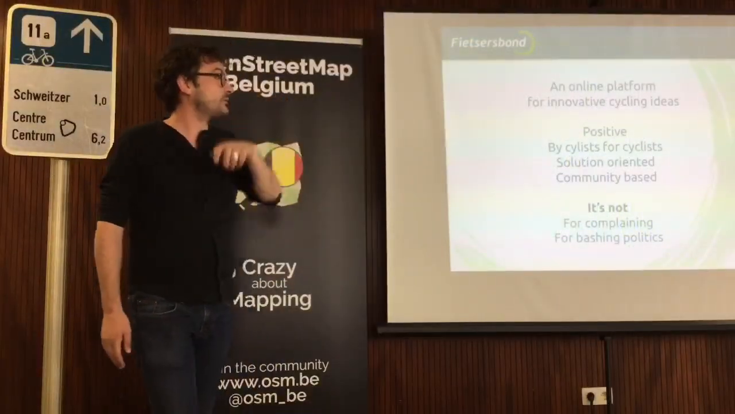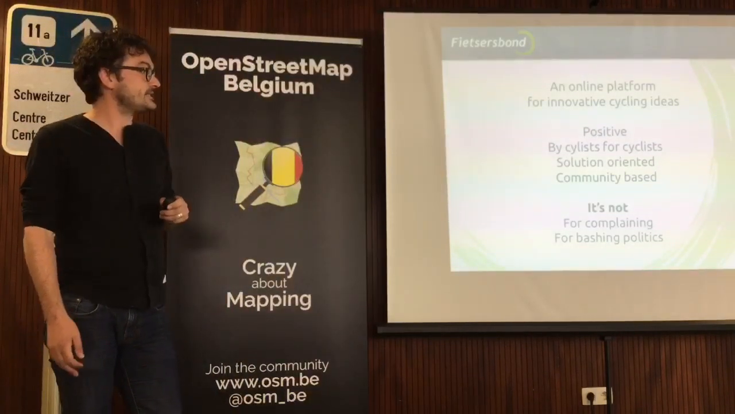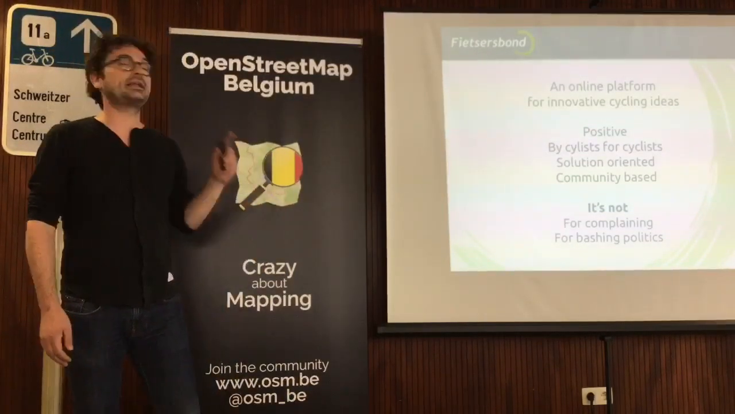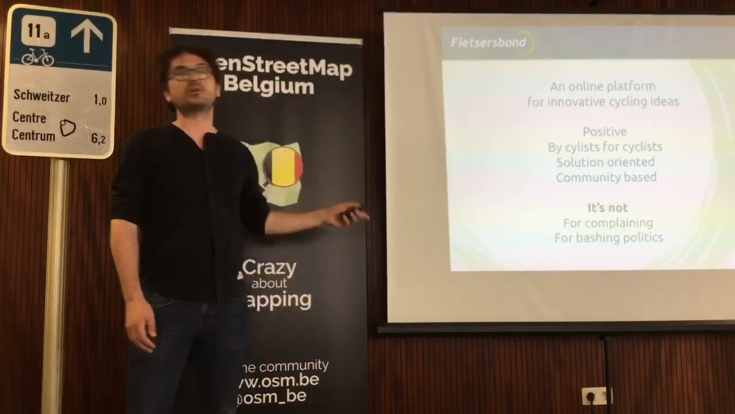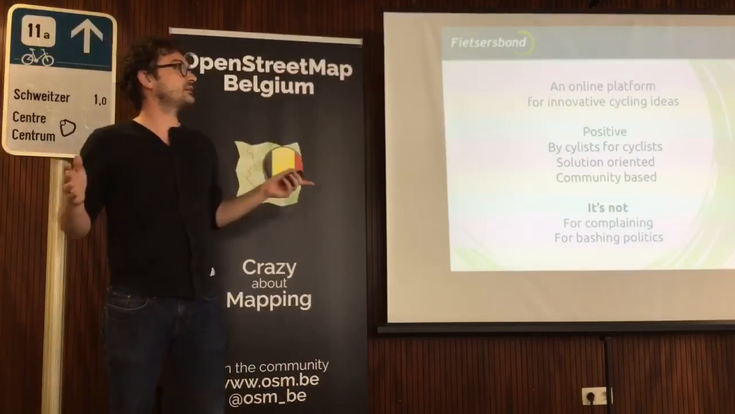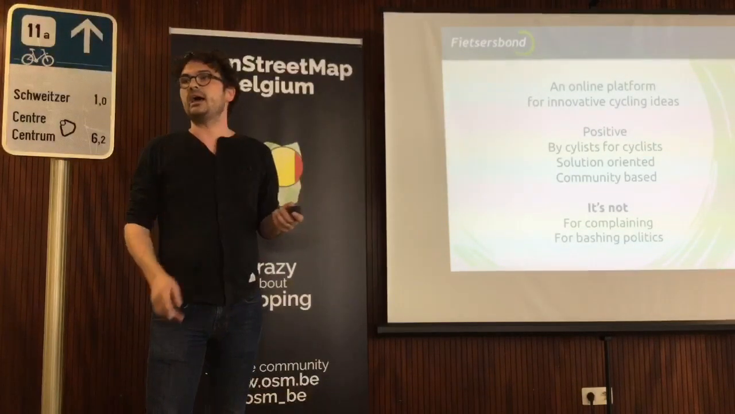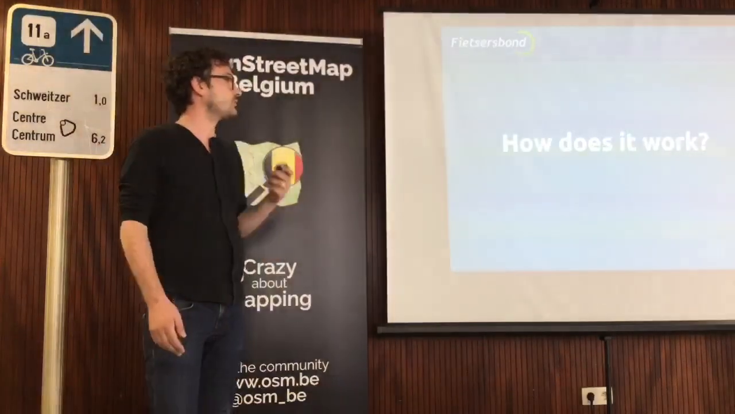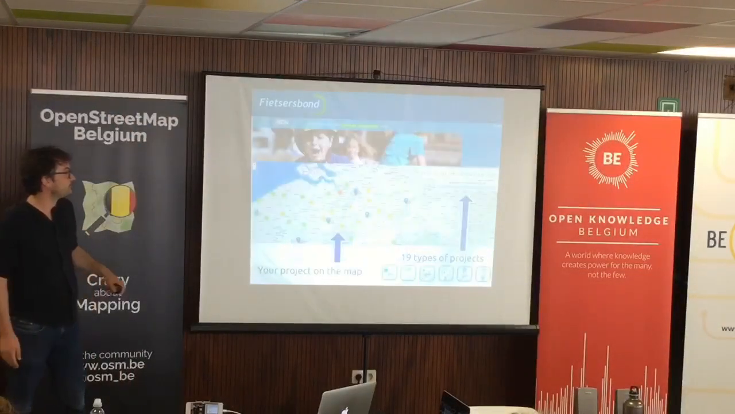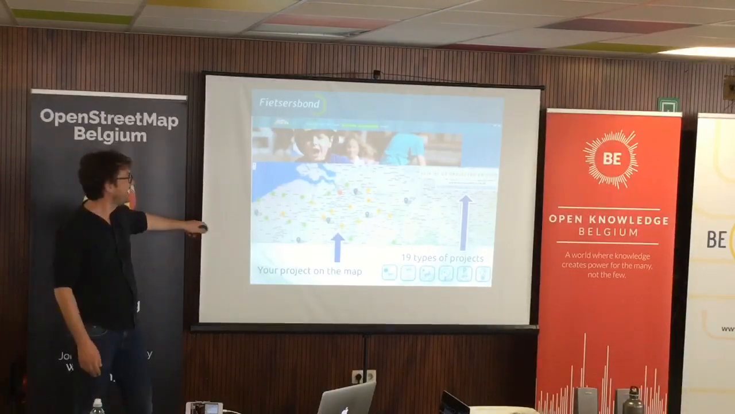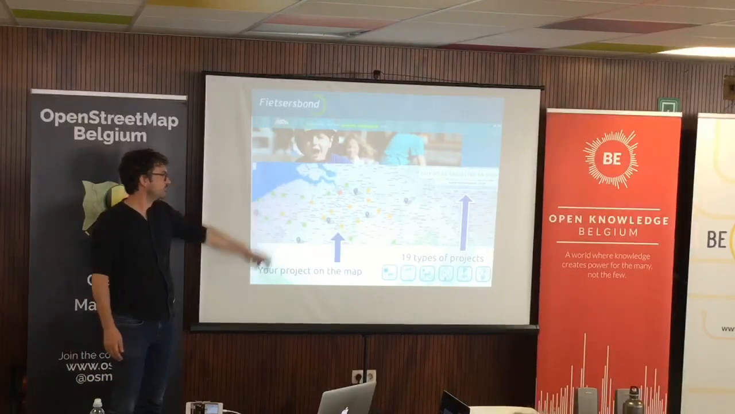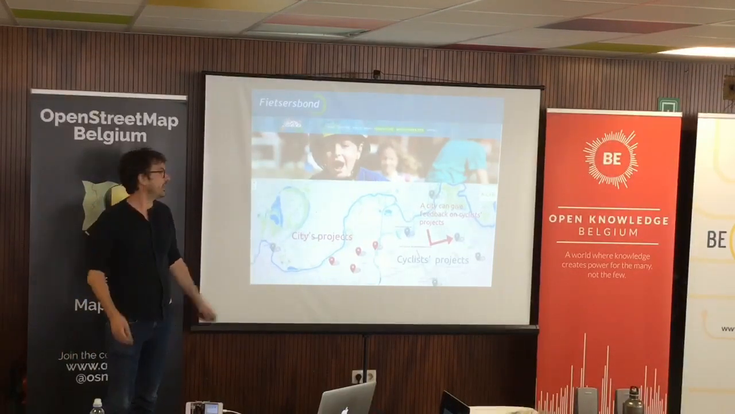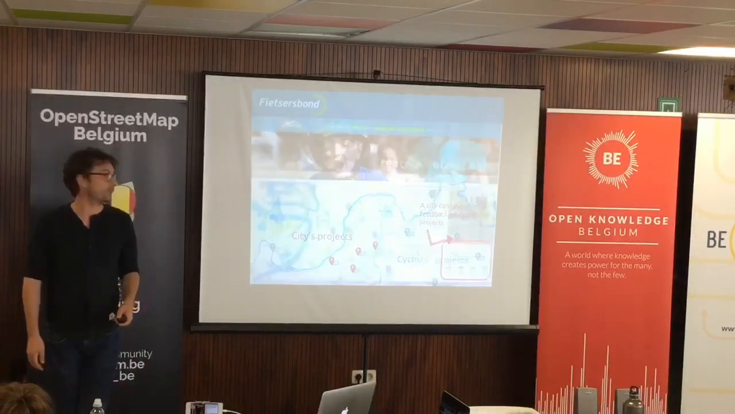Another project is called My Bike World. It's an online platform for innovative cycling ideas. Keywords are positive, bicyclists, sport cyclists, solution-oriented, and community-based. It's not about complaining, it's not for bashing politics. It's really important. Why? Because it's a project that took place the last 2 months, and we gave the opportunity to cities and local governments to add and comment on what people were suggesting. Here you see a map using OpenStreetMap data where you just put on a point and say, I would like to improve this path in that way, and the city could give feedback on the cyclist projects and work with it further on.